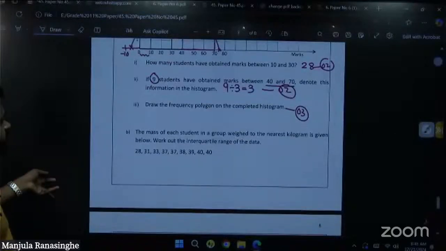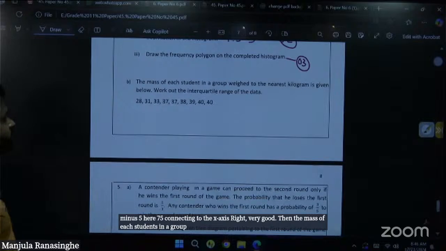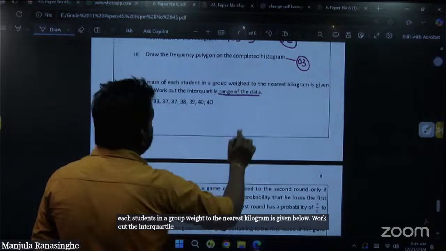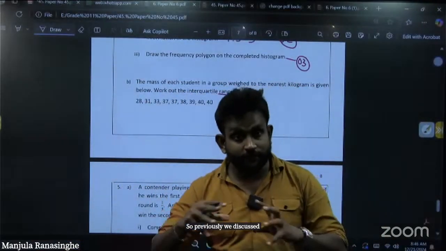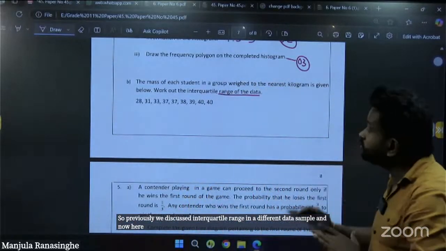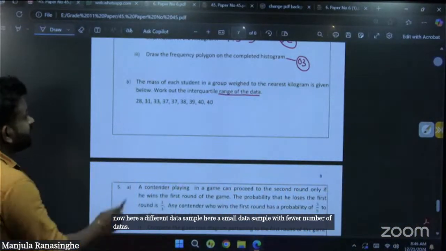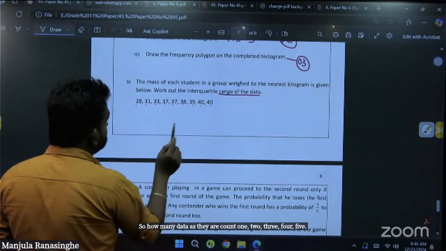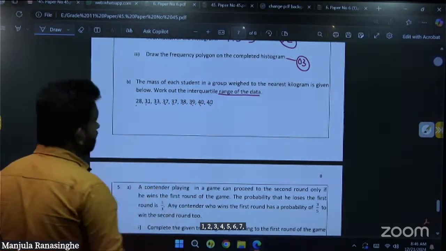Right, very good. Then, the mass of each student in a group, weighed to the nearest kilogram, is given below. Work out the interquartile range of the data. Previously we discussed the interquartile range for a different data sample, and now here is a different data sample. Here is a small data sample with fewer data. So how many data are there? Count: 1, 2, 3, 4, 5, 6, 7, 8, 9.